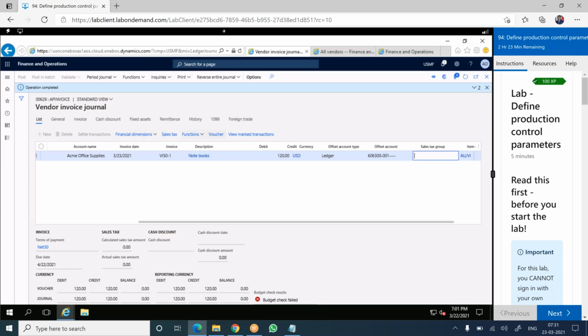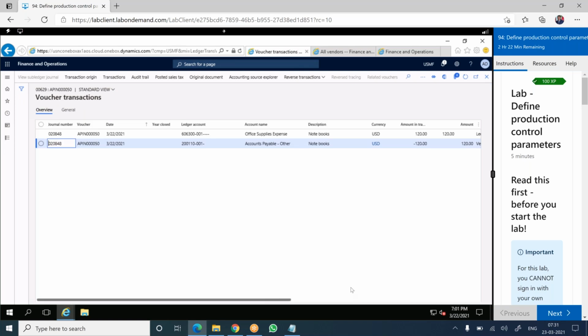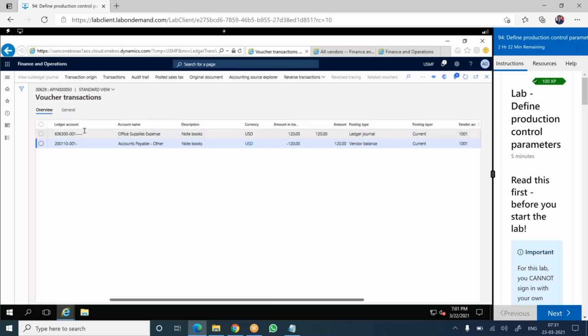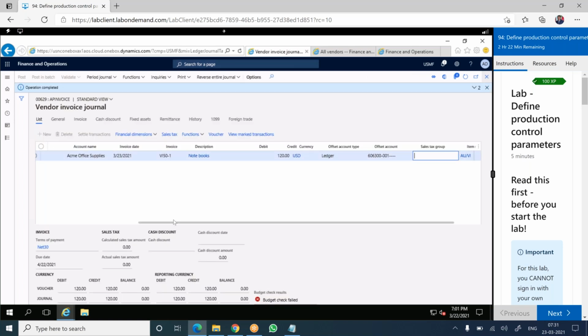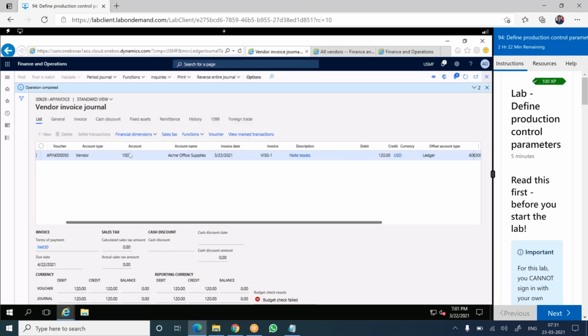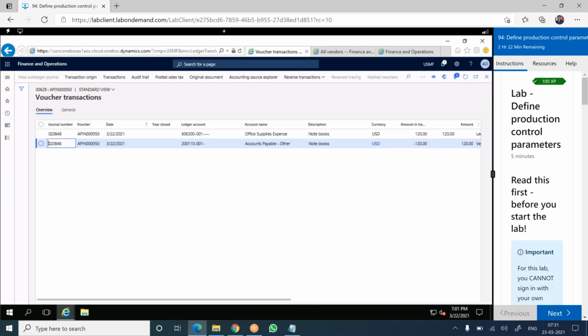Now, if you verify the voucher, if you verify office expenses, the 606300 account is debit and the vendor balance is credit. The vendor balance is coming as 200110, but we have selected vendor 1001. Instead of vendor account 1001, it is showing 200110.